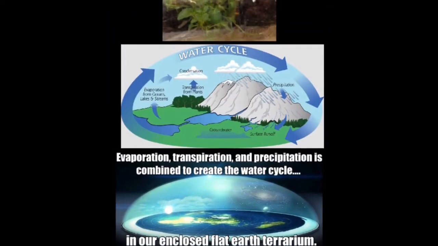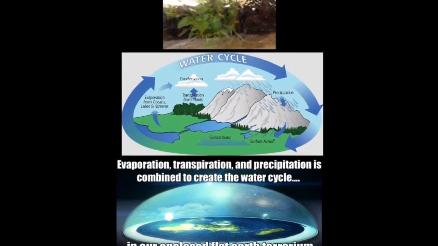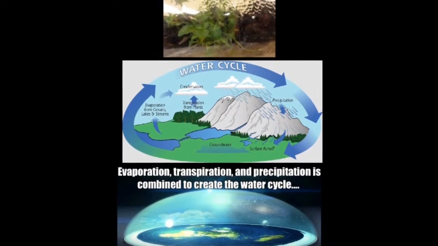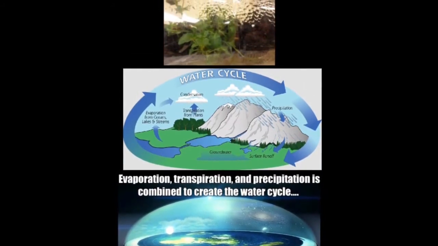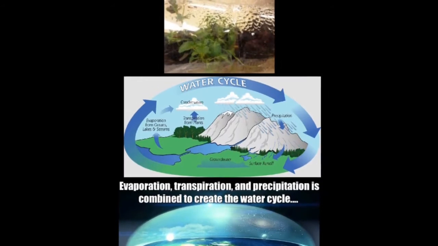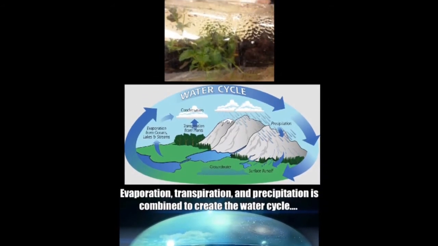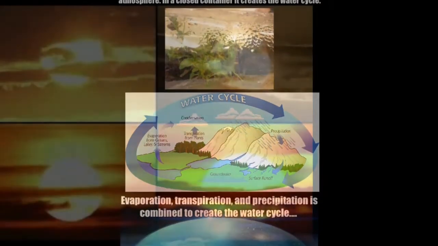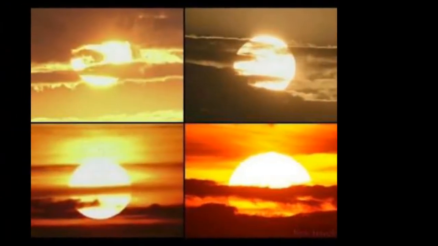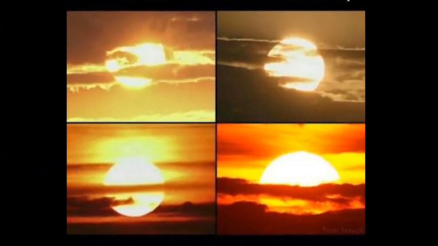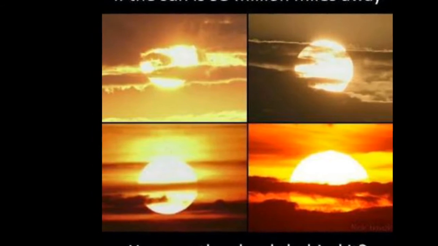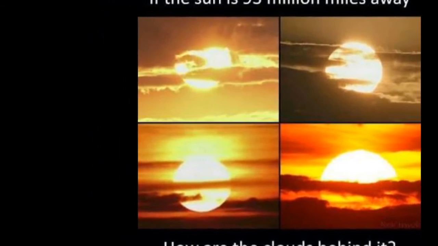The flat Earth is an enclosed terrarium in which the Sun's path, the environment, and water create the water cycle of respiration, evaporation, and precipitation. This makes perfect sense on a flat enclosed Earth with a small, close Sun creating constant temperature changes as it circles above and around the flat Earth. These constant changes create weather.